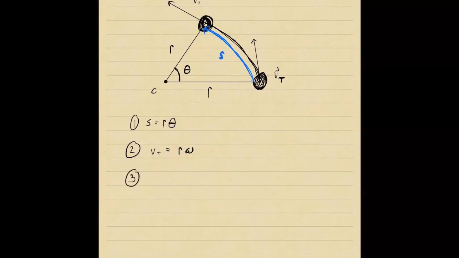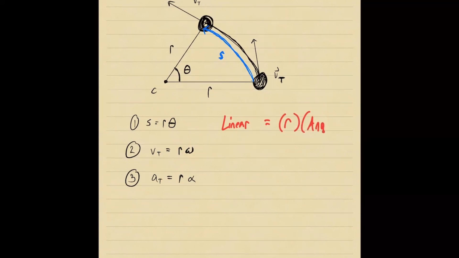And maybe you can guess this next one, but our tangential acceleration is equal to how far you are away times your angular acceleration. And so here, I want you guys to notice something. We have linear stuff on the left-hand side, things moving in straight lines. And on the right, we have the corresponding angular things, and they're connected by how far away from the axis of rotation that you are. So on the left, you have linear stuff. On the right, you have some radius times your angular stuff.